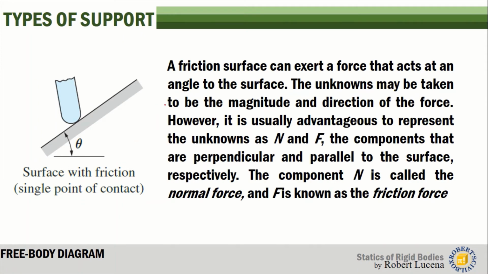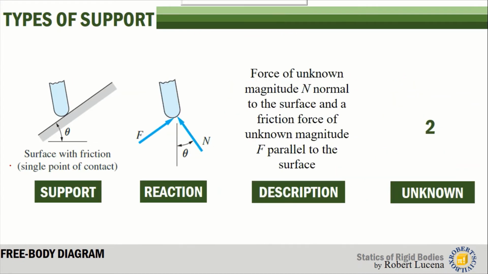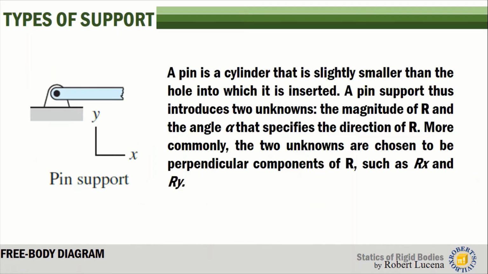Next is the surface with friction. This is similar to the analysis of a frictionless surface, but there is a factor for the effect of friction. So if this is your structure and it tends to move in this direction, the direction of friction is always opposite to the direction of the movement of the object. So you will have two unknowns, this value of F and the normal force on the surface, because the frictional force also helps in supporting the structure. That's why it is against the direction of movement of the structure.